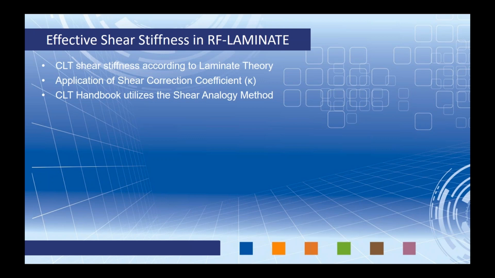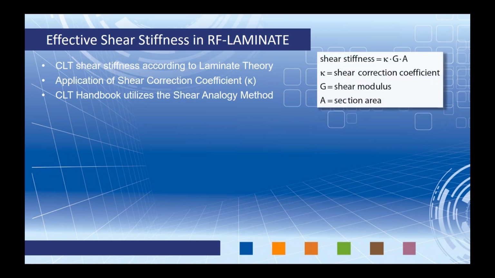correction coefficient. And in turn, the CLT handbook actually utilizes the shear analogy method. This is different than the laminate method. Both of them eventually come up with a reduced shear stiffness, and that's ultimately what matters. So either one, by theory, is probably considered fine, but within RF-Laminate, we're going to use the laminate theory. Here we're going to apply the shear correction coefficient to our shear stiffness, G and A.